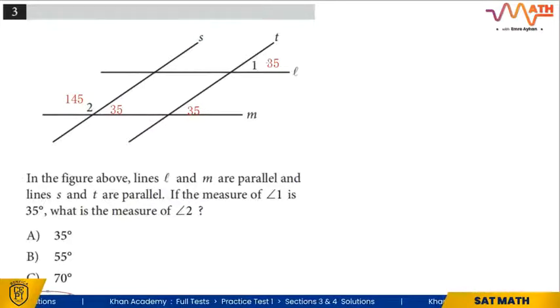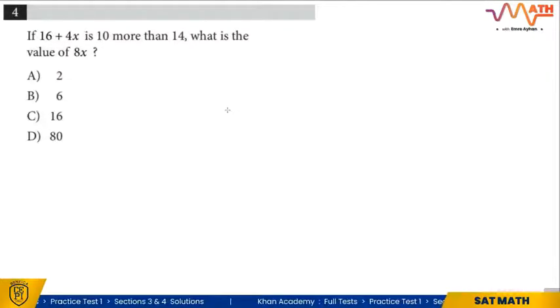By the parallel rules, the angle 1 is 35. Here it is like alternate angles, right? 35, 35. And then this is also 35. And the sum of these two must be 180 because of the straight angle. So what is left for angle 2? 145 degrees. Question 4.